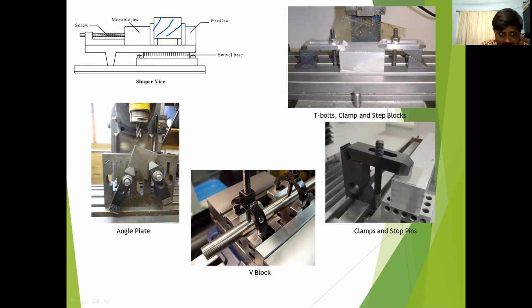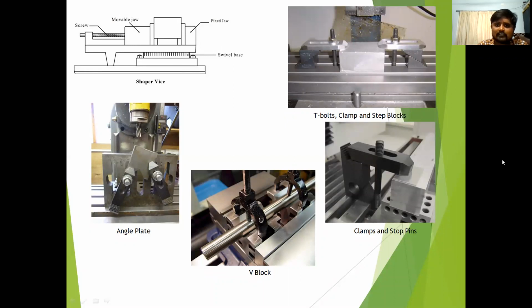And this is the angle plate. This angle plate is used to hold the workpiece. We use this angle plate along with T-bolts, stepped blocks, and also clamps. And this is the V-block, which is used to hold cylindrical rods. Like this, you can hold cylindrical rods by using the V-block and a clamp. So these are the clamps and stop pins. Like this, by using any one of the work holding devices, we hold the workpiece on the table. So this is about the shaper.